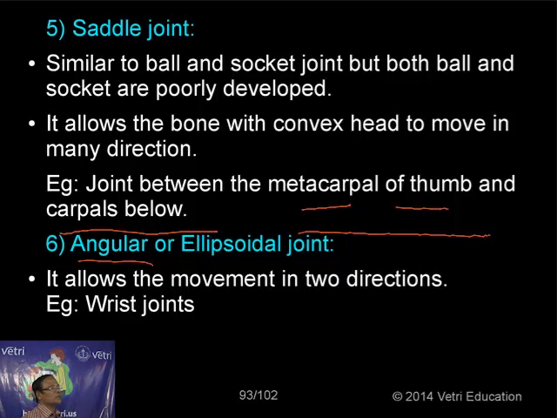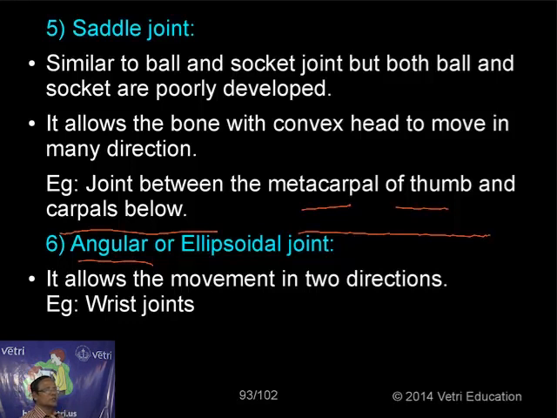So they're all actually similar to the ball and socket joint, but the ball and socket are poorly developed. So it allows a bone with a convex head to move in many directions. Now, the joint between the metacarpal and carpal, this is the thumb region. The metacarpal normally just joins with the carpals against the thumb region. This is an example for saddle joint.